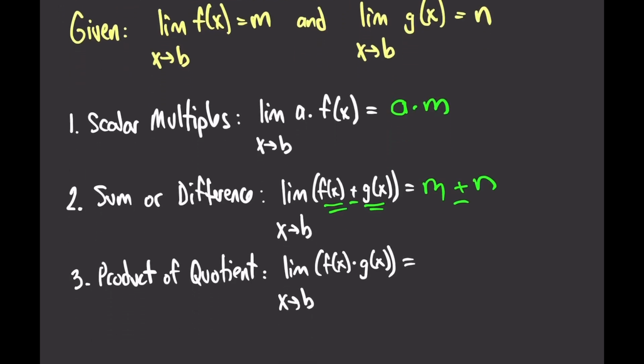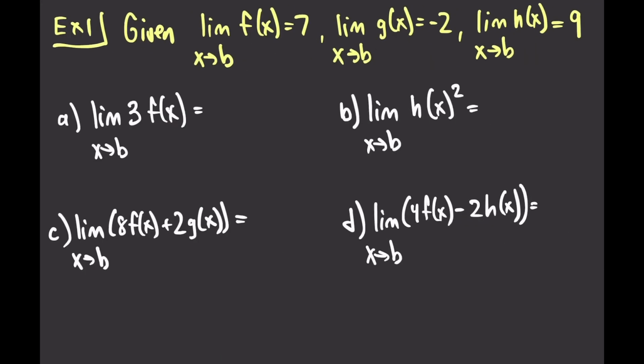And product or quotient, again, pretty straightforward. I'm guessing you guys are picking up on this concept. All we're going to do is take the limit of f of x as x approaches b, which is m, and the limit of g of x as x approaches b, which is n, and multiply those together. And again, same thing with division. All right, so pretty simple concept.